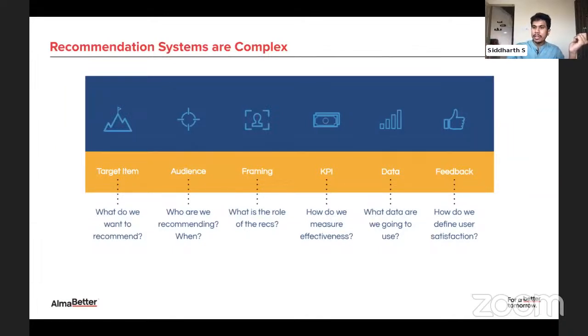And then the next thing is the feedback. By feedback, what I mean to say is you show something to the customer, the model, or the AI system.